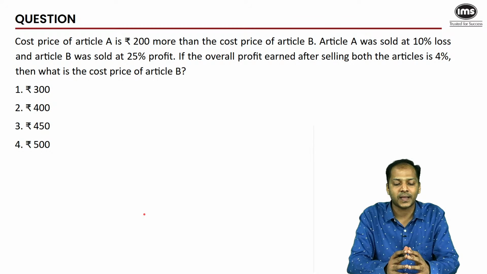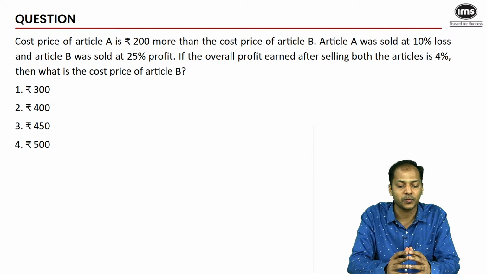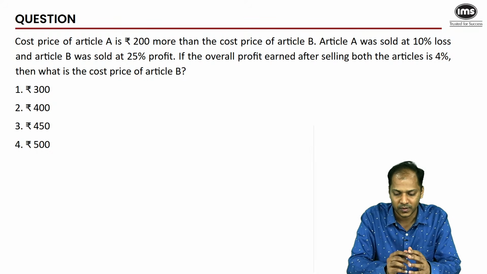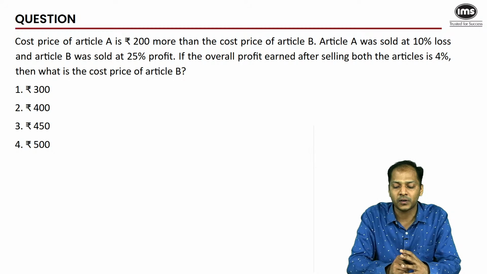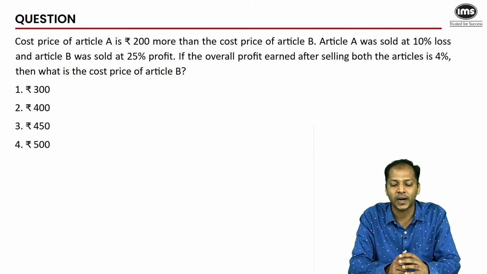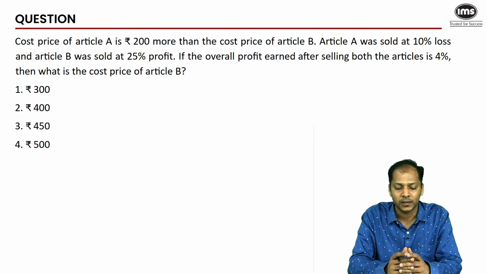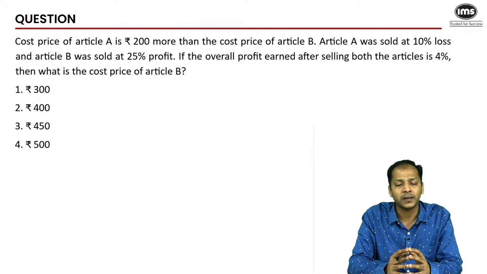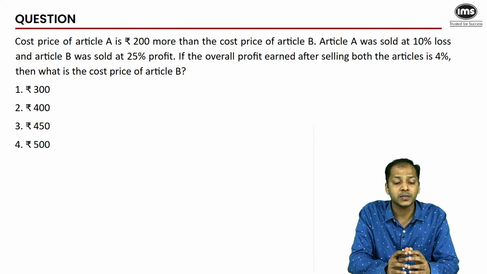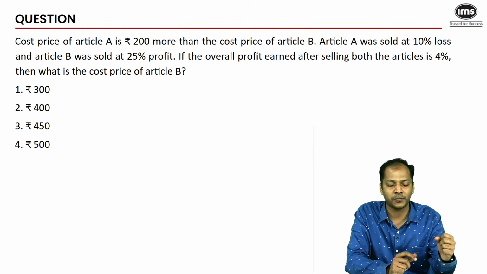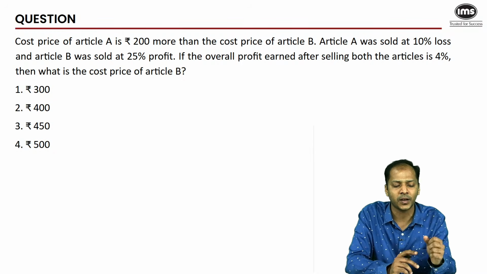Cost price of article A is 200 more than the cost price of article B. Article A was sold at 10% loss and article B was sold at 25% profit. If the overall profit earned after selling both the articles is 4%, then what is the cost price of article B? Now, I would recommend that we go about this question using options, because if we were to frame equations, I think it would take a little longer.